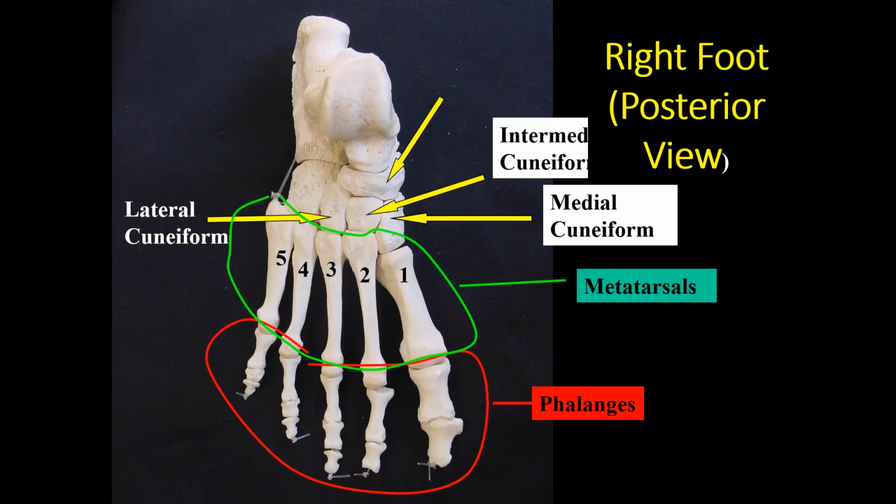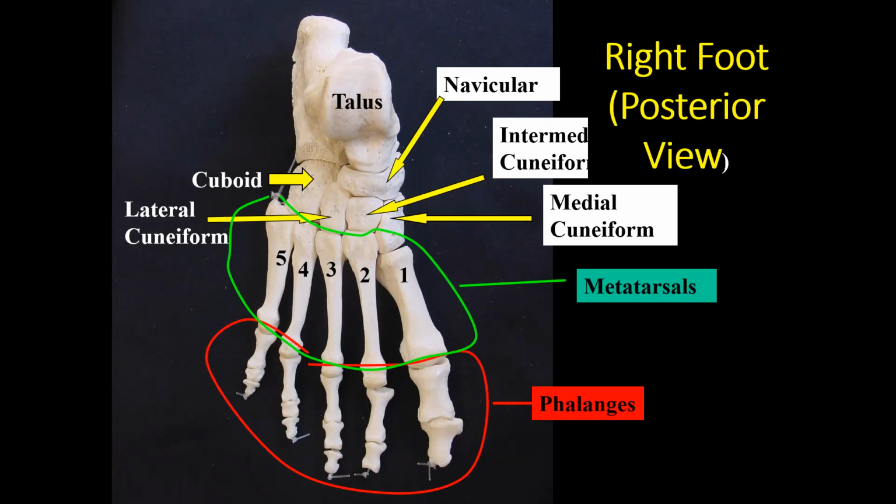Behind the medial and intermediate cuneiform, we have the navicular, and over here we have the cuboid behind metatarsals 4 and 5. But we have saved the best for last. We also have the talus and the calcaneus. This is the talus. This is the bone that sticks upward on our foot.